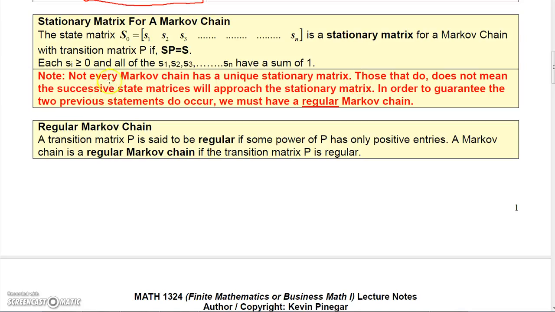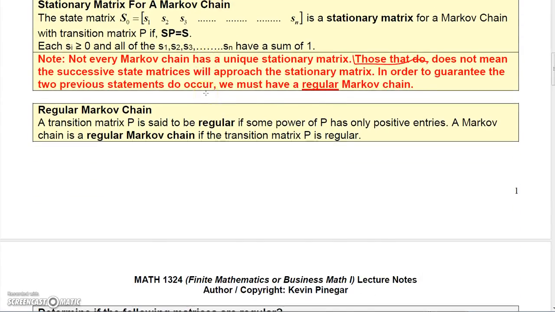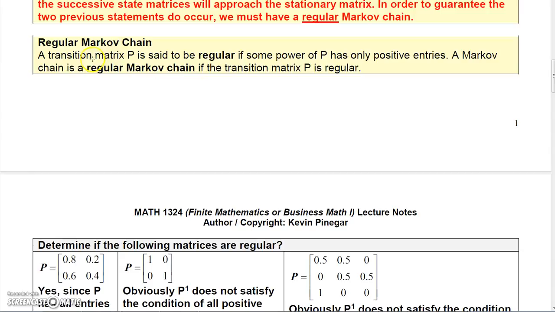Let me read this again. Not every Markov chain has a unique stationary matrix, but that those that do have a unique stationary matrix does not mean that the successive state matrices will approach the stationary matrix. So just because they do have a stationary matrix, it doesn't mean that when you multiply them here you'll actually get that matrix. So this leads us to the definition of a regular Markov chain.